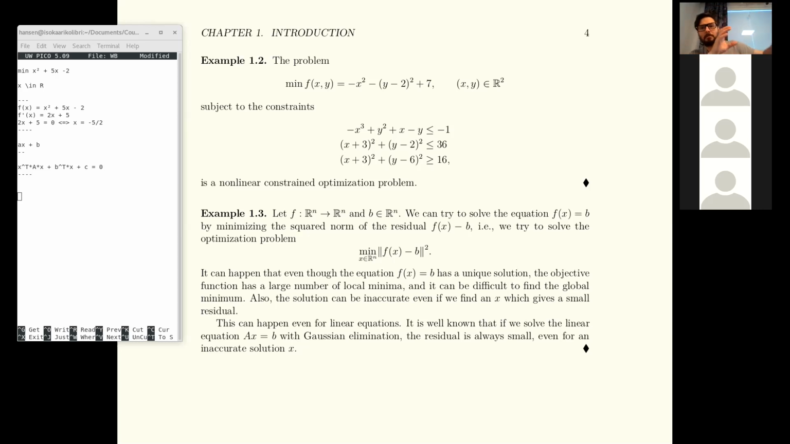So the residual being small doesn't necessarily mean that the error in the codomain is small, right? Meaning that the place where you are looking at, f of x, is not far away from b. But x may be very far away from what would be the x that goes to b, right? So this is a word of warning that needs to be understood if you are applying these optimization methods.